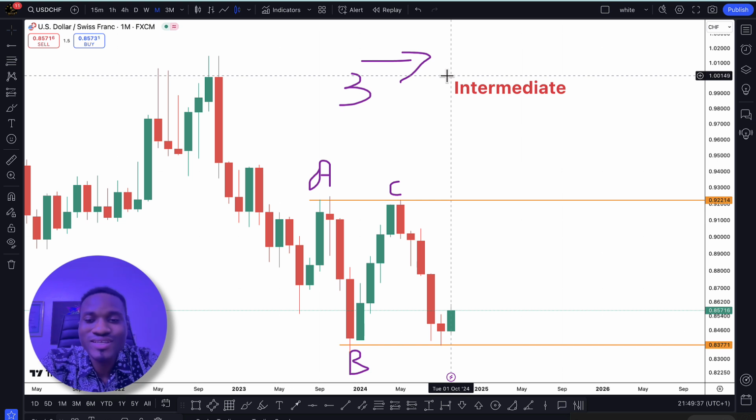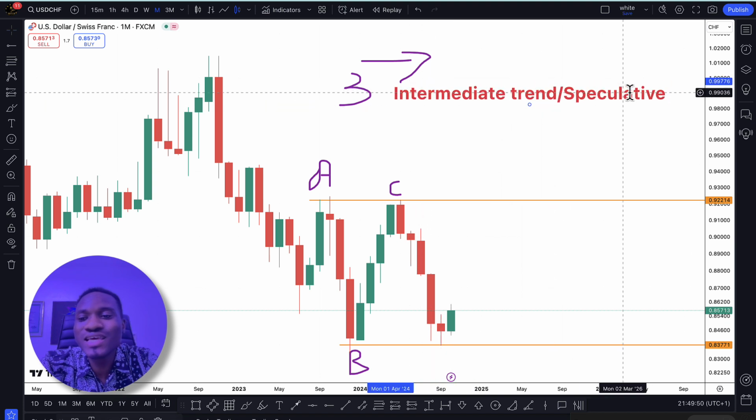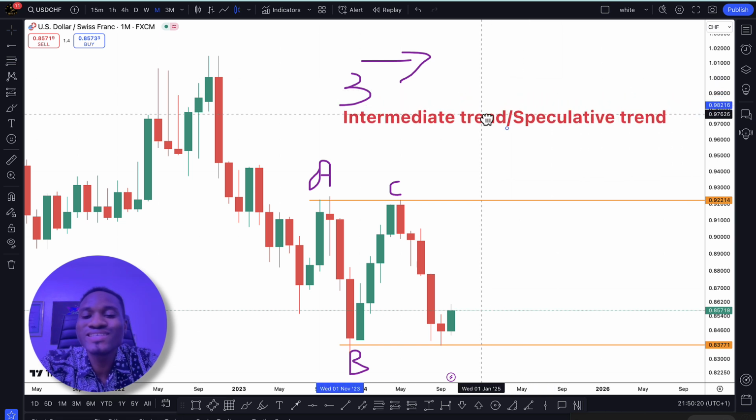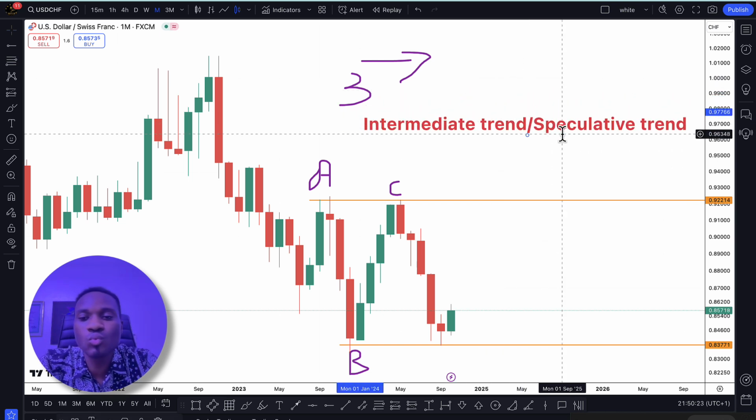Any trend above the 3 months is what we call the intermediate trend. Another wonderful name it is called is speculative trend. These names were taught based on the pioneers of technical analysis, Robert Schumacher, the grandfather of technical analysis, the man who wrote the Bible of technical analysis and stock market analysis. The reason why this trend was called a speculative trend is because it is easier to make money when trading with it.